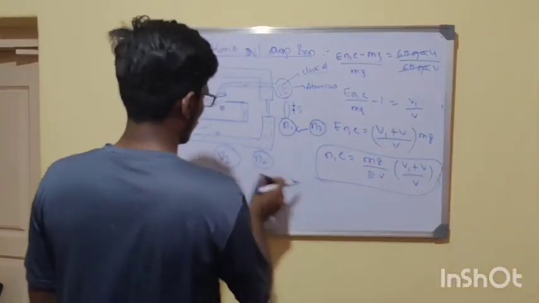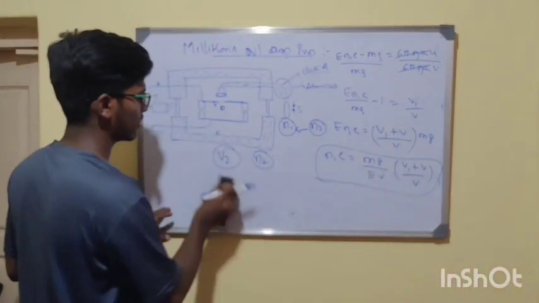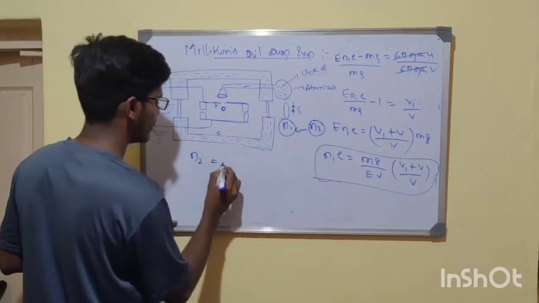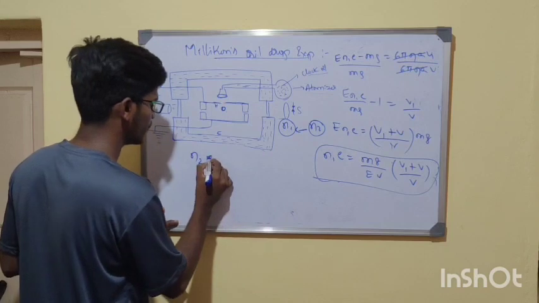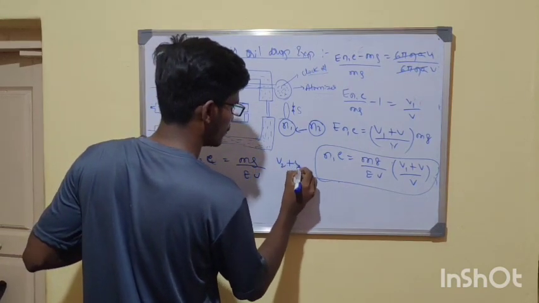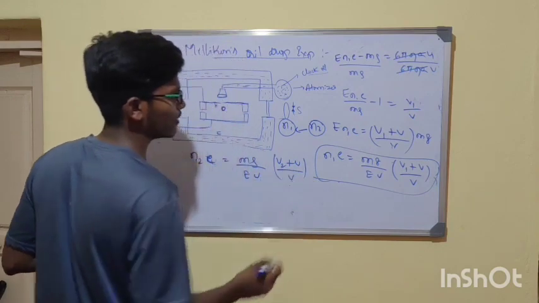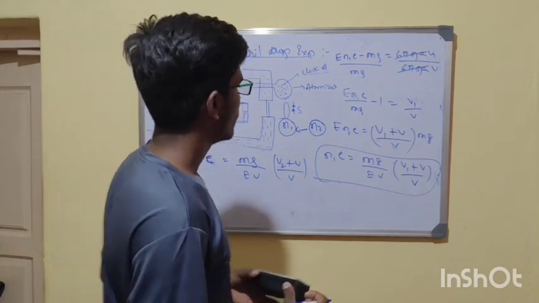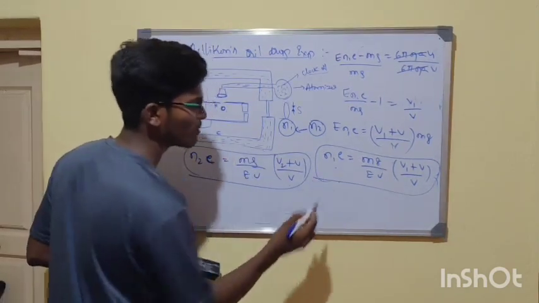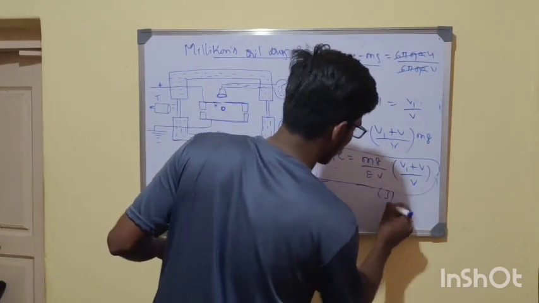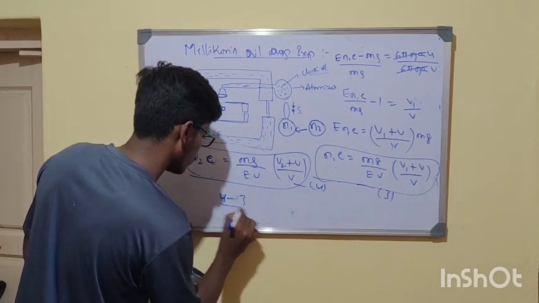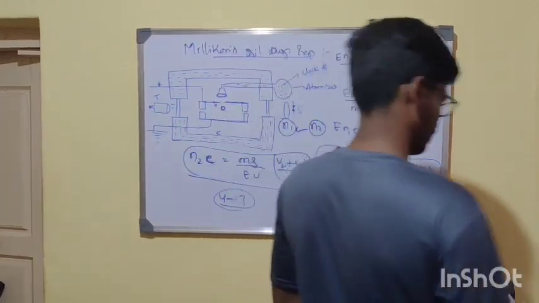So when I apply these two equations to get n2, I replace n1 by n2. That is mg divided by ev, into (v2 plus v) divided by v. This is the other equation. Call this equation 3 and this equation 4. By taking the difference, 4 minus 3, we will get an equation.